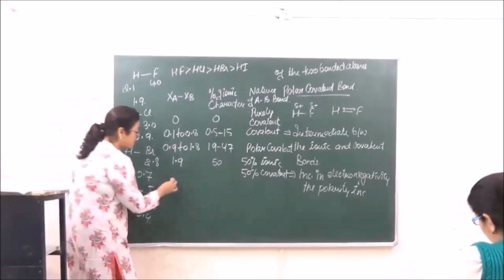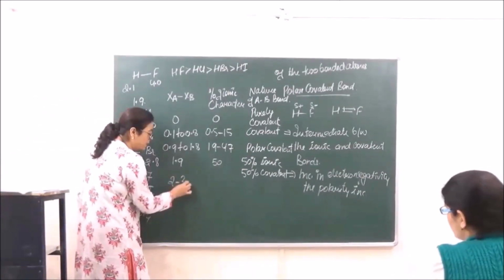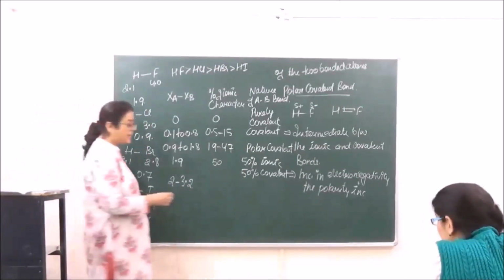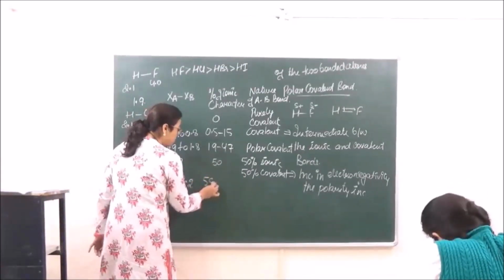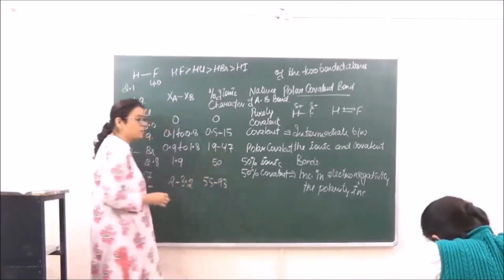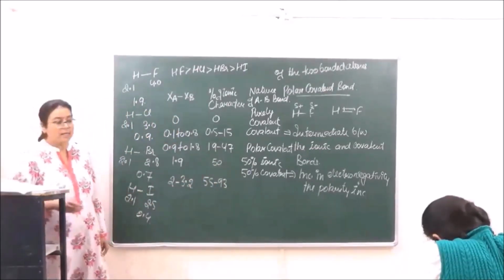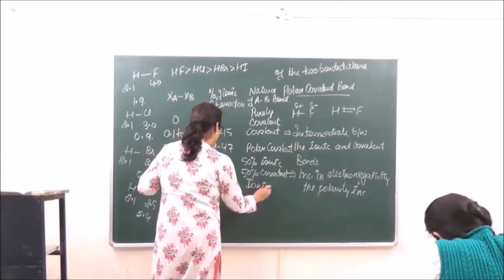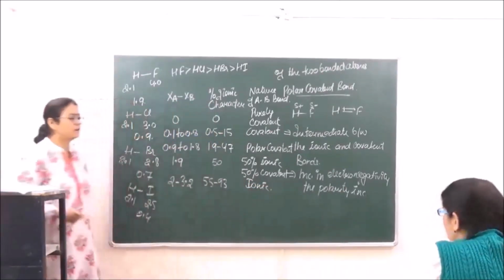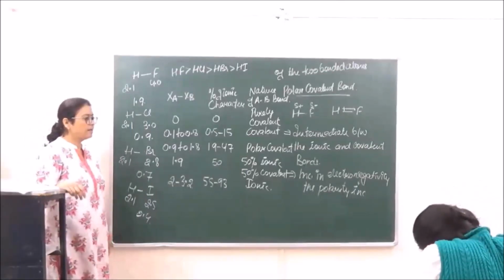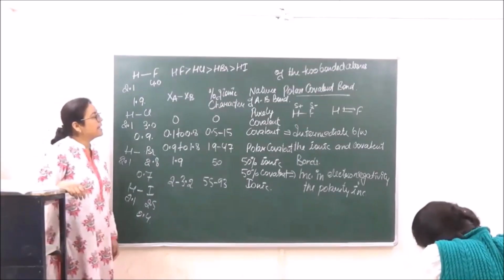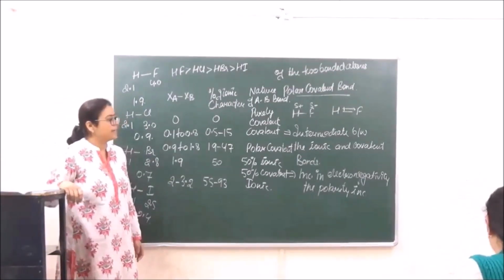And if the electronegativity difference is anything between 2 to 3.2, then the ionic character can range from 55% to 93%. In this case, the bond is going to be predominantly ionic. Have you understood? So on the basis of electronegativity difference, we can calculate the percentage of ionic character.